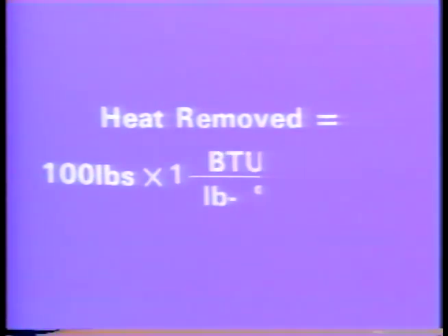Now, so far, we've been talking about a temperature increase. But the equation we've been using could also be used to calculate the amount of heat that must be removed from a material in order to cool it a specific number of degrees. For example, to calculate the amount of heat which must be removed from 100 pounds of water in order to cool it by 2 degrees, we would multiply 100 pounds times 1 BTU per pound degree Fahrenheit times minus 2 degrees Fahrenheit, and we get minus 200 BTUs. In other words, by removing 200 BTUs from 100 pounds of water, we would decrease the temperature of the water by 2 degrees.